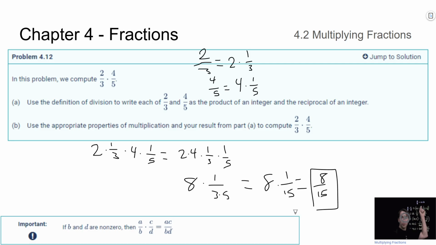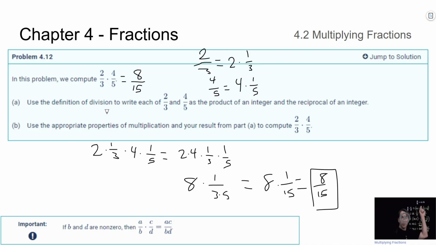Okay. So if we go back to our original problem here, if you notice what we did, we have 8 in the numerator, right? We had 2 and 4 in the numerator. So all we did was 2 times 4, right? 2 times 4 is 8. Our denominator, we have 15. All we did was 3 times 5. So our denominator, we have 15.